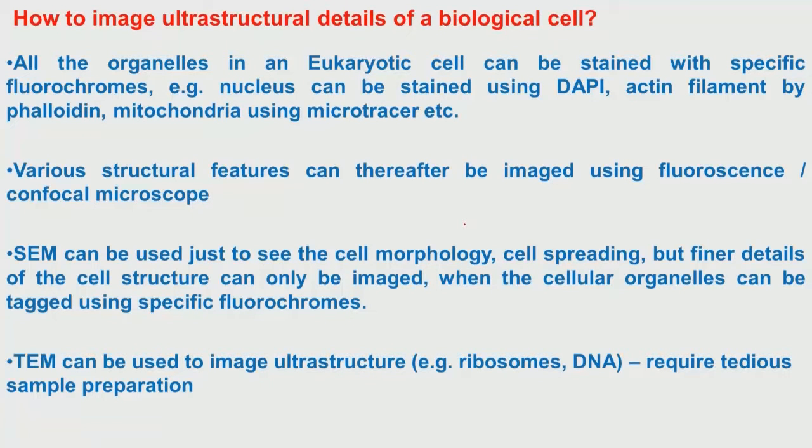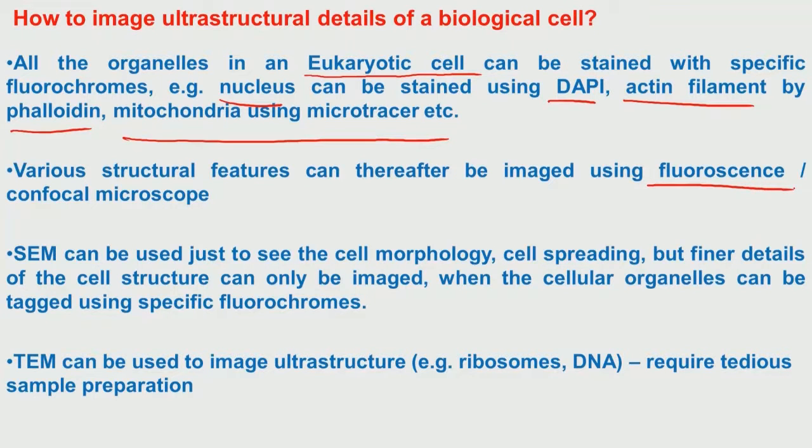So, this brief discussion has been summarized in this slide. As I said, all the organelles in a eukaryotic cell can be stained with specific fluorochromes, for example, the nucleus by DAPI, actin filament by phalloidin, and mitochondria by MitoTracker. And various structural features can thereafter be imaged by fluorescence or confocal microscope.